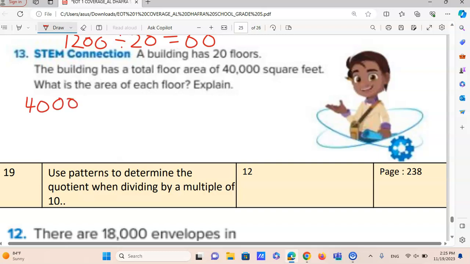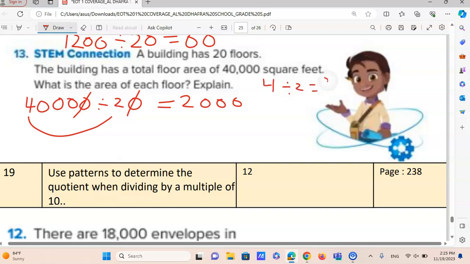40,000 divided by 20. The easiest way is crossing out zeros, okay? And use the basic fact. 4 divided by 2 equals 2, and I move 3 zeros. We can use buttons. What is the basic fact? 4 divided by 2 equals 2.